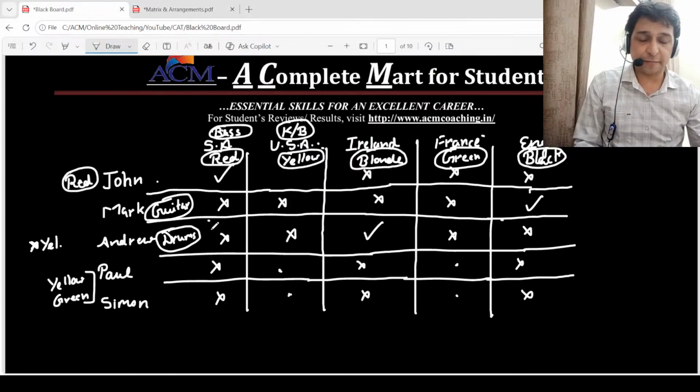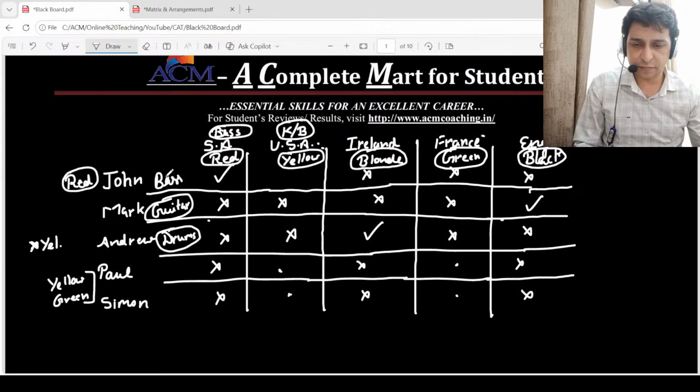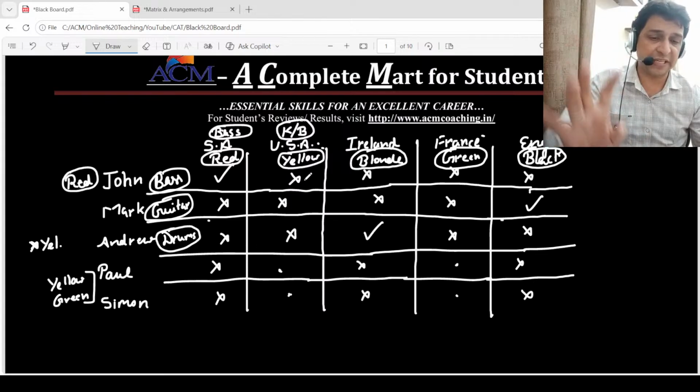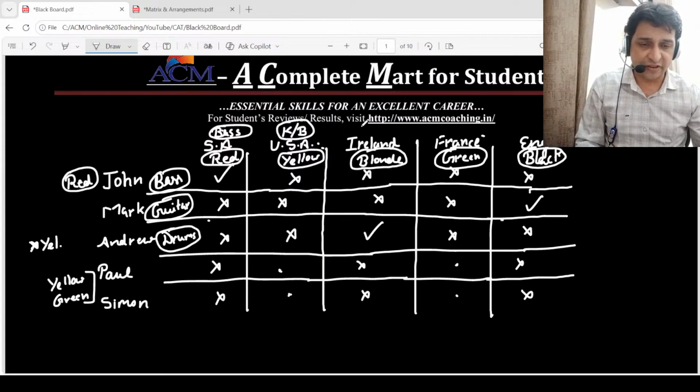Now flute and bass players. Now flute, if we see, bass is for South Africa, that means that comes here. Keyboard can be from USA, so we can put a cross here also. Whosoever is from USA, he's playing keyboard. Andrew is playing drums. Mark is playing guitar. He's from England. For a person from England, he's playing guitar.